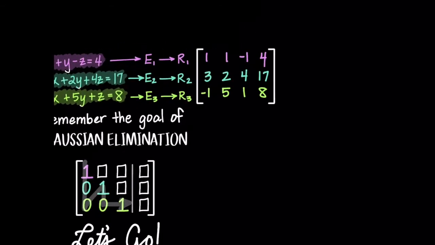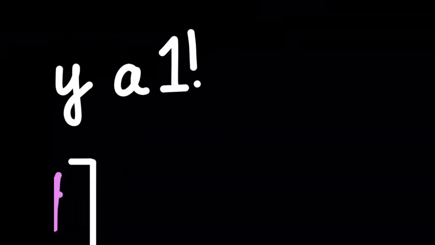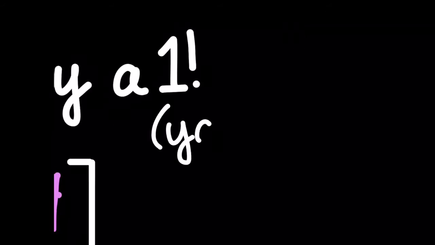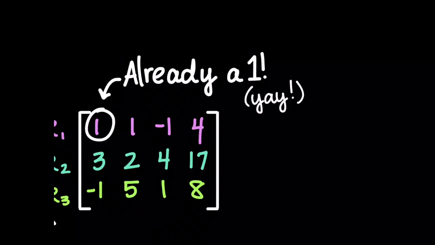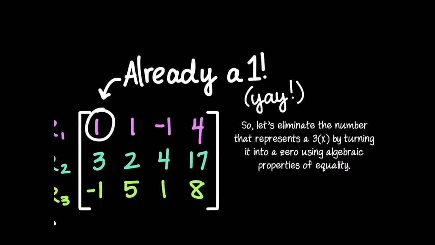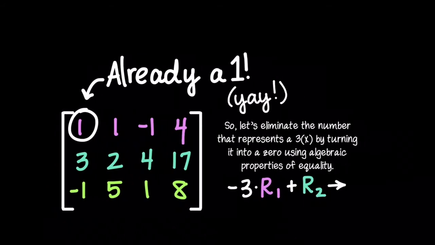Notice the number in the upper left-hand corner of the matrix is already a 1. Yay, that's one step out of the way. So let's eliminate the 3 by turning it into a 0. To do this, we'll need to add negative 3 times row 1 to row 2 to obtain a new row 2.